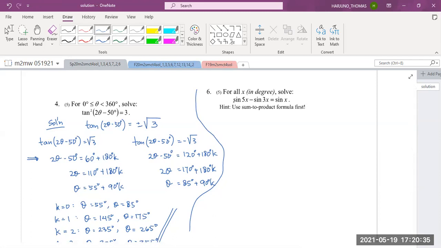Well, anyway, number six from this spring 20, the last question that I will do before we go to fall 19 questions. Sine 5x minus sine 3x equals sine x. Solve that for all x in degrees. And the hint is to use the sum to product formula first. Now, in your test later on, I don't think I will give this hint anymore. This hint is basically a giveaway to this question.